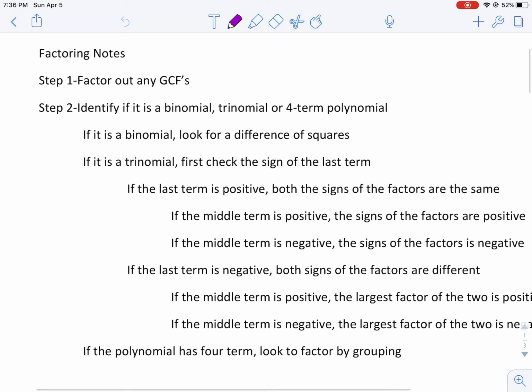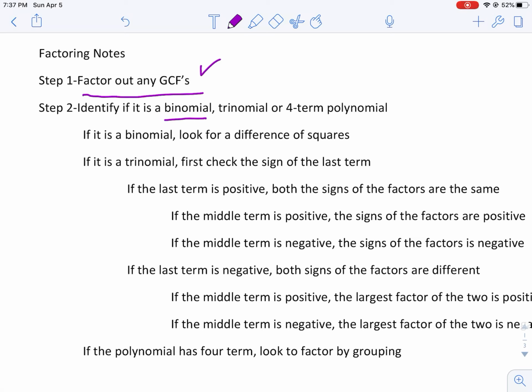You'll notice here I gave you some notes on factoring, okay? Step one, we have to factor out the greatest common factor. That's number one all the time, all right? Don't ever do anything different. Always look for the greatest common factor. It's not always going to have it. Matter of fact, plenty of times it's not going to have it, but you've got to look for that.